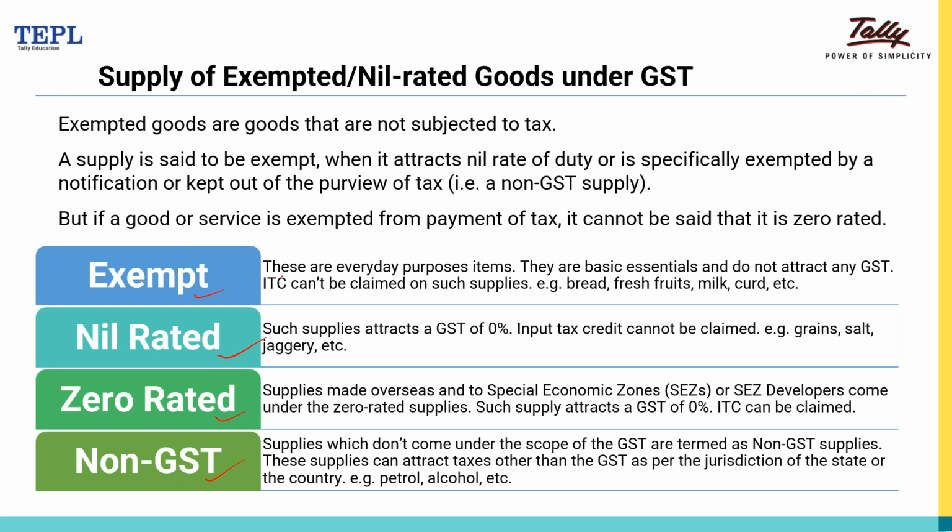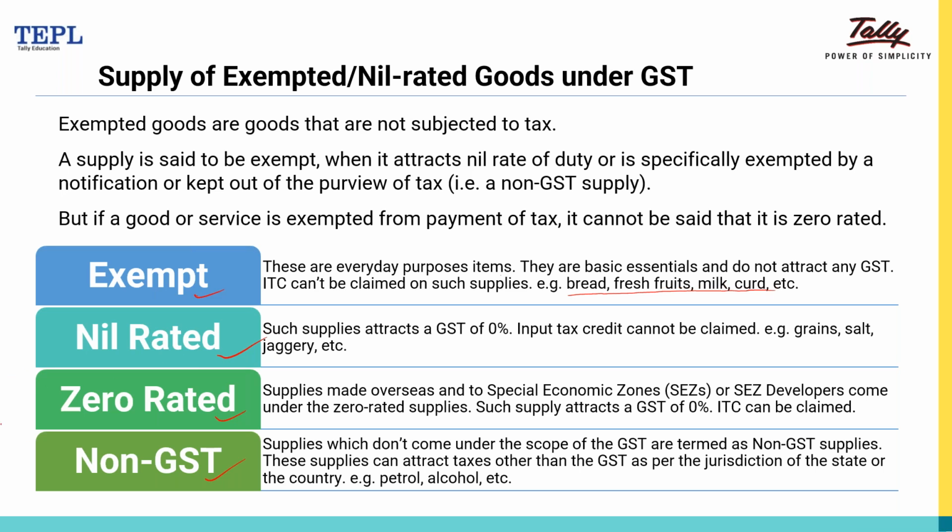So what is exempt? Exempt means these are everyday purpose items. They are basics, essentials, and do not attract any GST. ITC cannot be claimed on such supplies. For example, bread, fresh fruits, milk, curd, etc. That means if you are dealing with this type of supplies, these are the exempted goods under GST, and you need not charge any tax on this type of product. So these are the exempted goods.